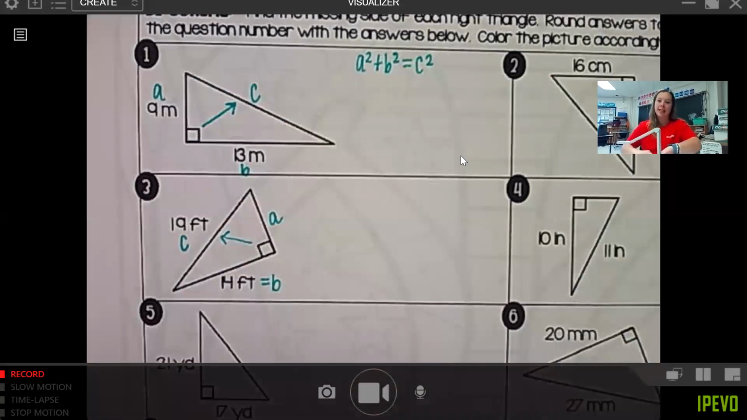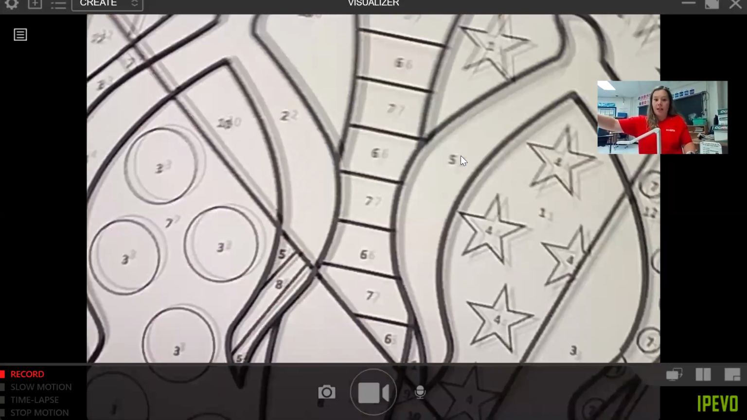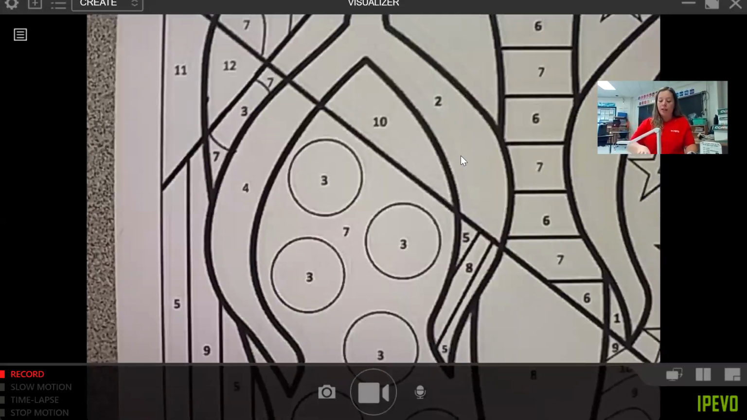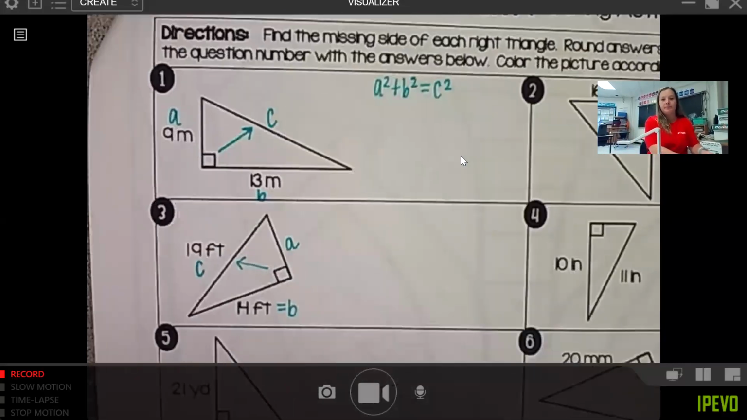Page 7 is the coloring activity that goes with this assignment. You do not have to turn in the coloring activity. That's just for fun. If you do want to color it, you are more than welcome to. But we are looking that you just do page 6 so that you practice those problems for Pythagorean theorem.